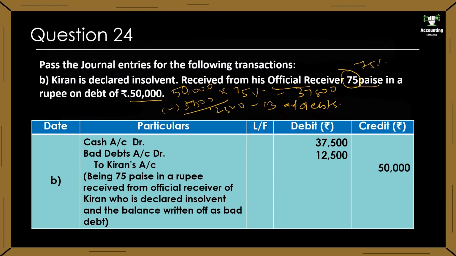Let's see how to pass a journal entry. We have received cash of 37,500. So the rule is debit what comes in, cash comes in. So you have to debit cash account 37,500. Next, bad debts is a loss. Bad debts account debit 12,500, and credit the giver. Who is giving us? Kiran. To Kiran account 50,000. Narration is being 75 paise in a rupee received from official receiver of Kiran who is declared insolvent and the balance written off as bad debt.